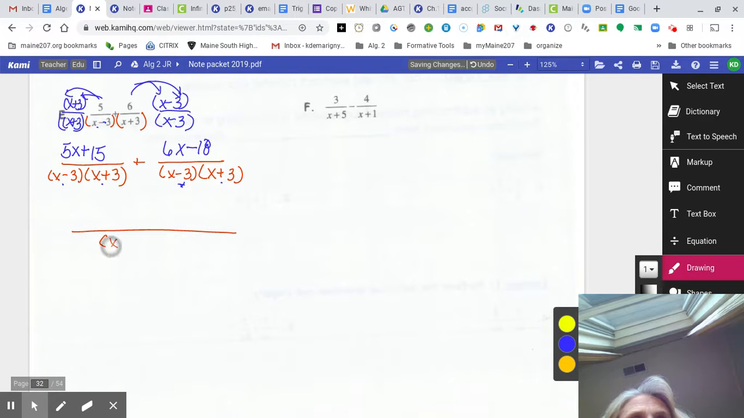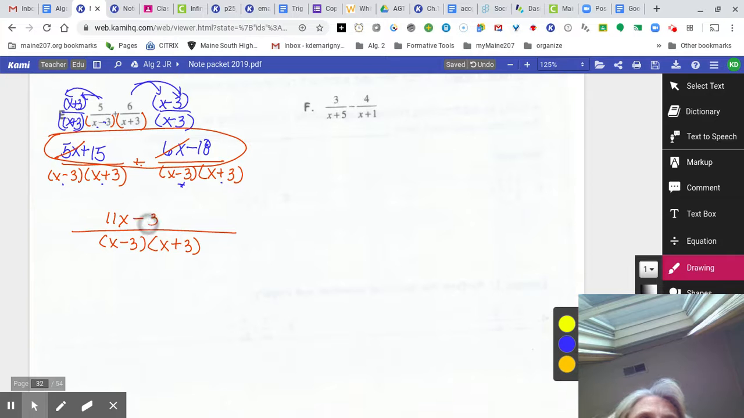I'm going to put the x minus 3 and the x plus 3 together, and then I'm going to do exactly what it says at the top. So I'm going to say 5x plus 6x is 11x, and I'm going to mark those two out. I've added them together. And then 15 plus negative 18 is a negative 3, and I'm going to close them up as a group.